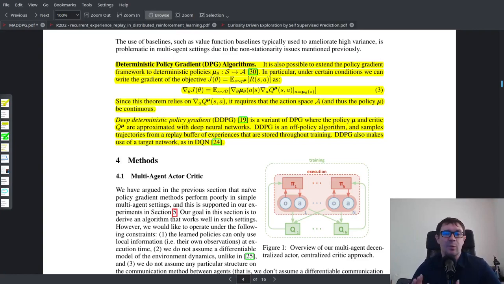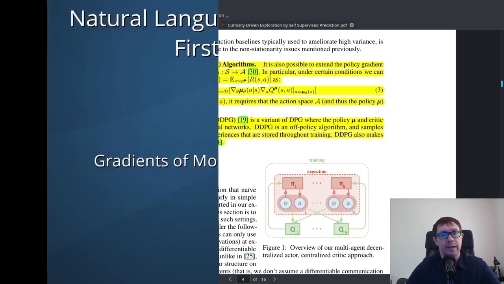Now, in practice, we won't implement this form for our cost because, spoiler alert, it's MADDPG and it's based on DDPG. So we're going to use a similar loss function, but we won't use this form. This form is actually an application of the chain rule to the gradient of the critic with respect to the parameters of our actor network.